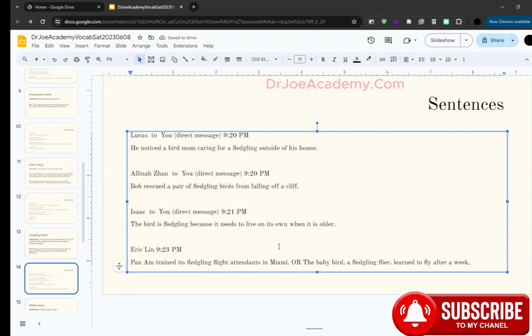He noticed a bird mom caring for a fledgling outside of his house.